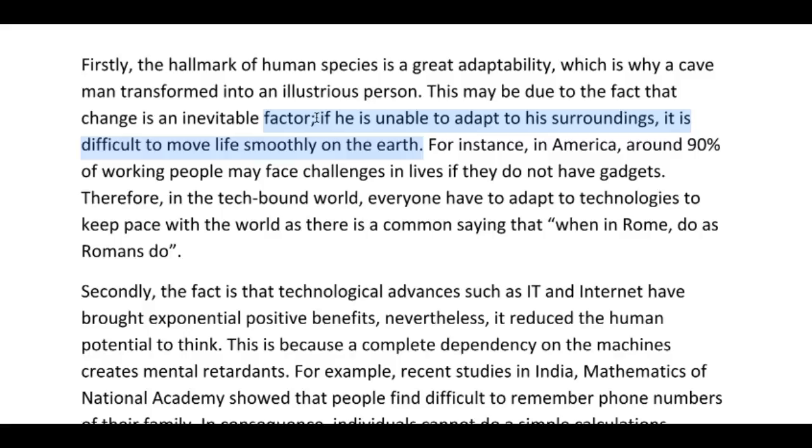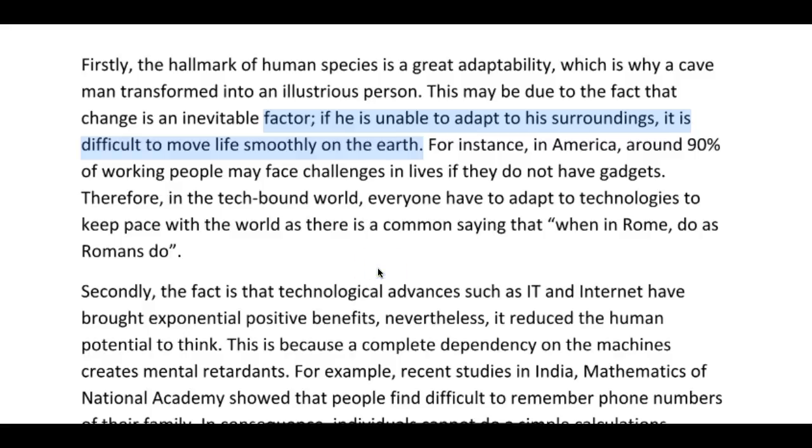No. I wouldn't have said that, because that's not really the argument. It's not the most appropriate use of that expression. Okay. Yeah, and I wouldn't have said tech-bound world either.